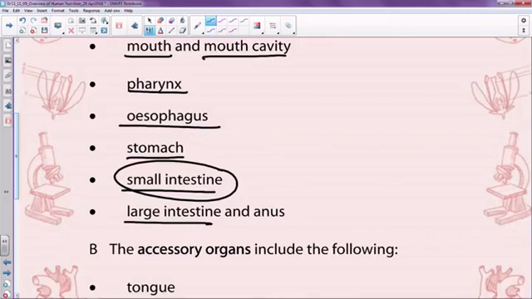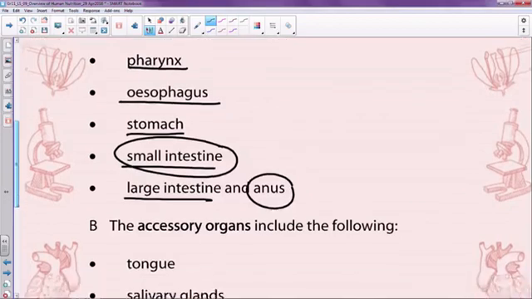Most of the water that is needed by the body is absorbed from there, and the anus is the opening through which the undigestible waste products are removed.